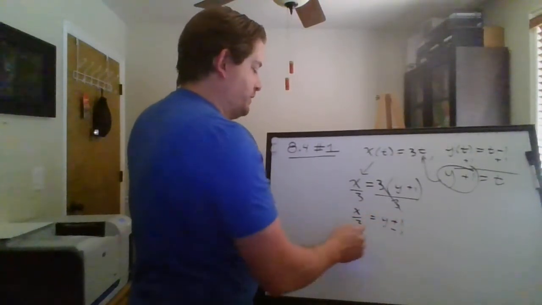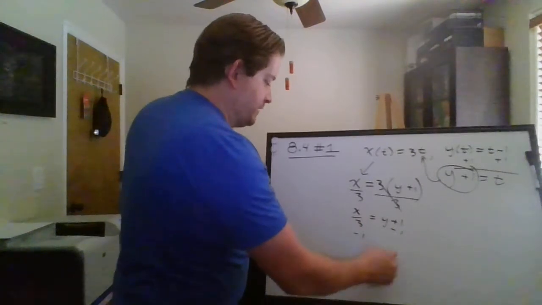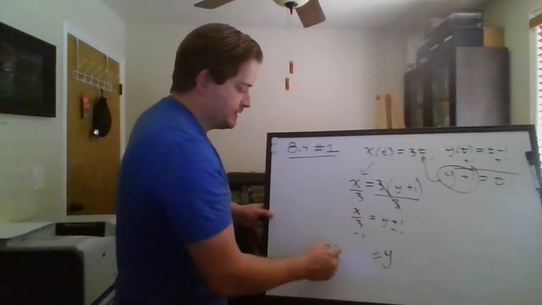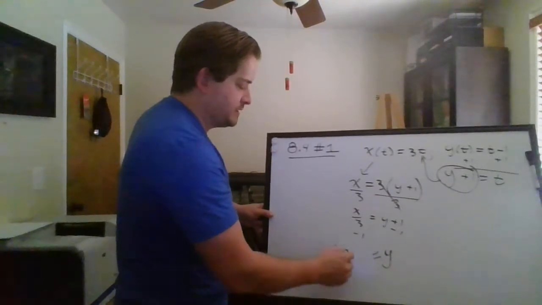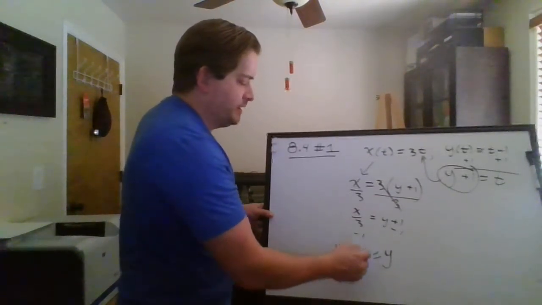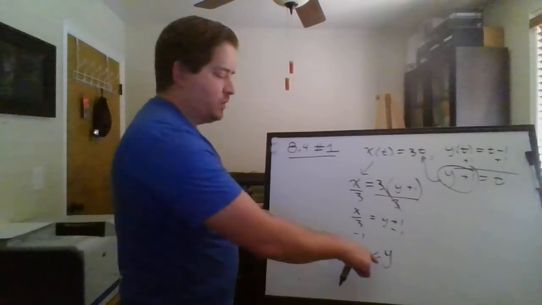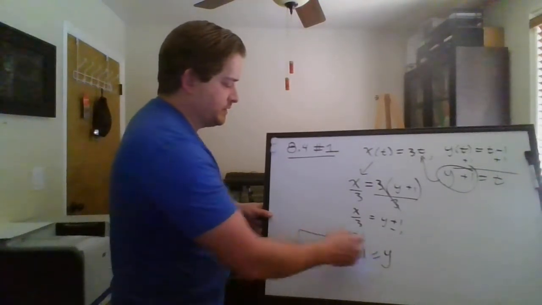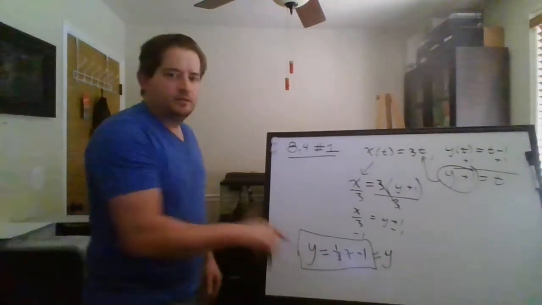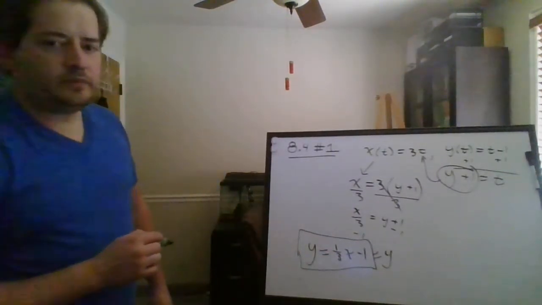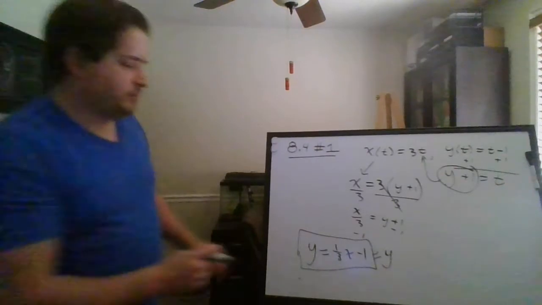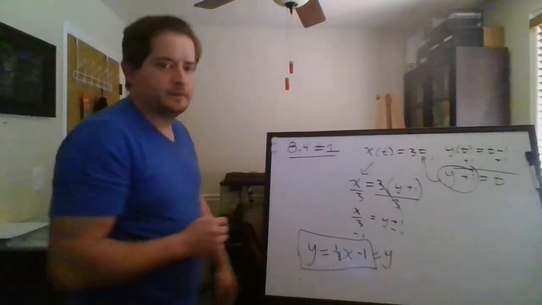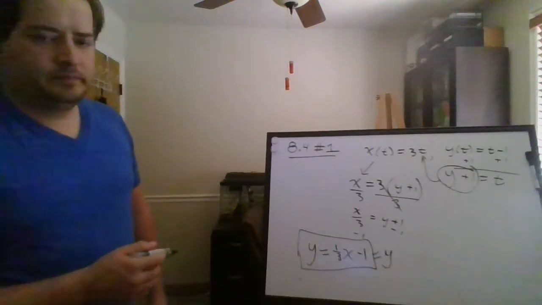If I subtract 1 from both sides, I have isolated my y. On the left-hand side, I have x over 3. That's the same thing as 1 over 3 times x minus that 1, and that's my equation. The y can be on the left or the right. It doesn't matter. You'll find that the solution looks like that: y equals 1/3 x minus 1. And that's number 1.